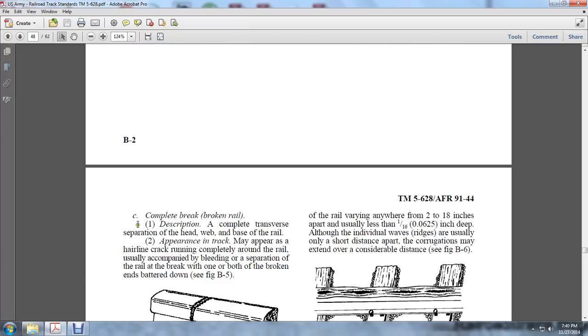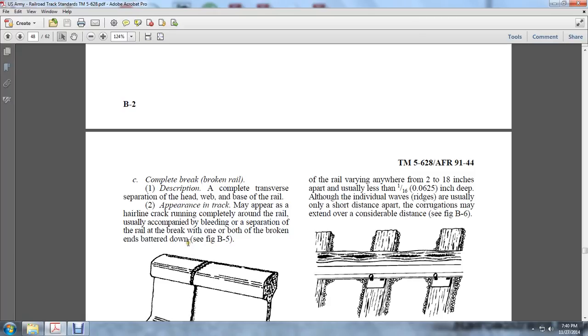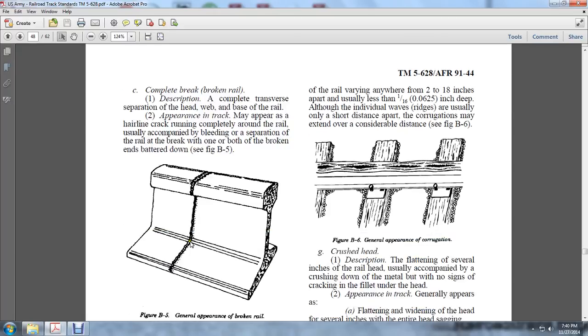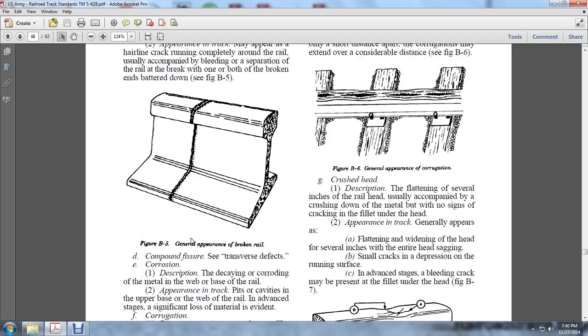Complete broken rail. Description: complete transverse separation of the head, web, and base of the rail. Appearance in the track: it may appear as a hairline running completely around the rail, usually accompanied by bleeding, with separation of the rail breaking through, and the broken ends battered. See figure B5. B5 is the general appearance of a broken rail.